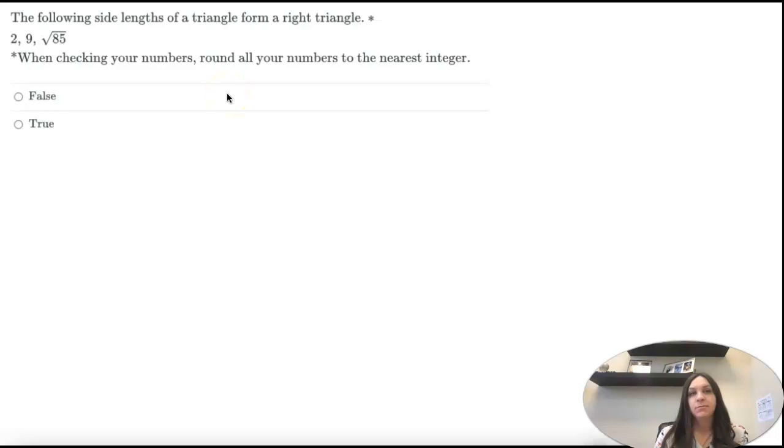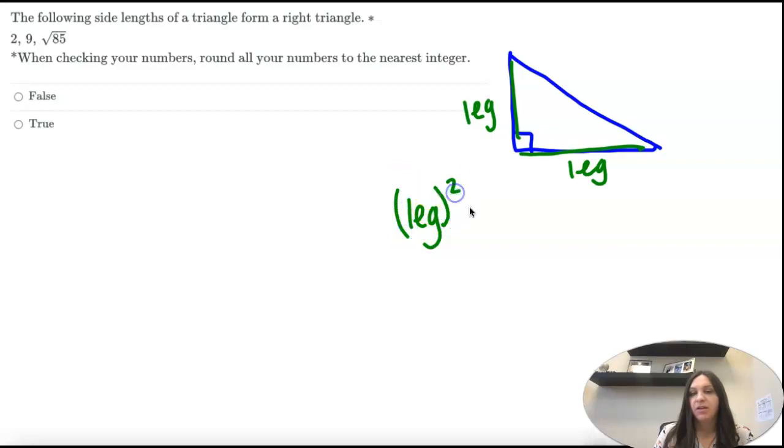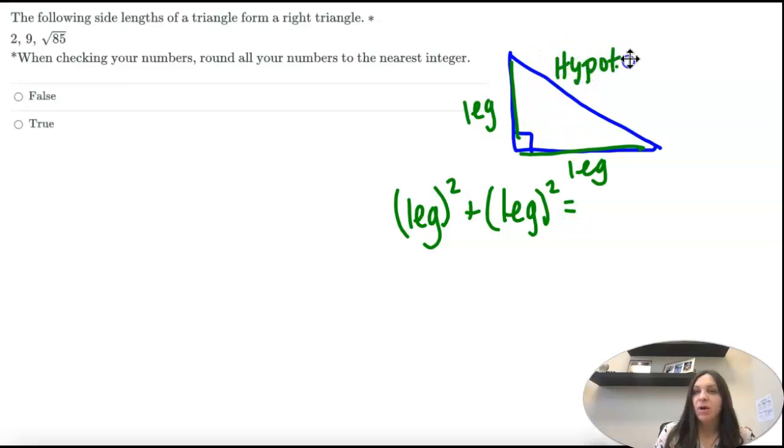The following side lengths of a triangle form a right triangle, true or false? So if something is a right triangle, meaning it has a right angle, that means that these two legs, what we call them, that make the right angle, those add. So if I take one leg and square that value, plus the other leg and square that value, that equals the length of what we call the hypotenuse squared.